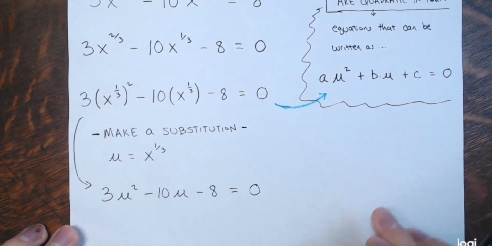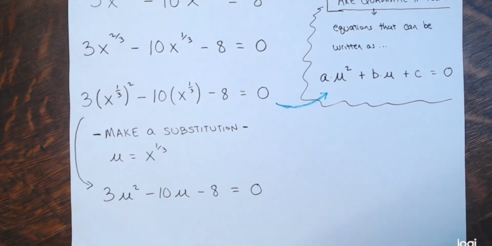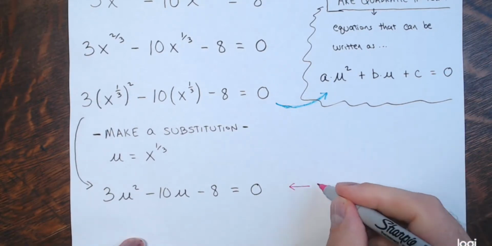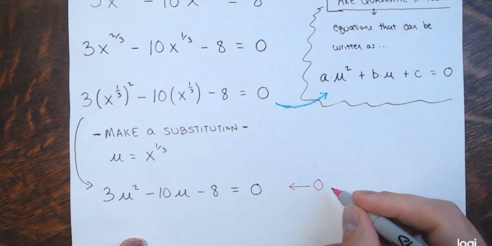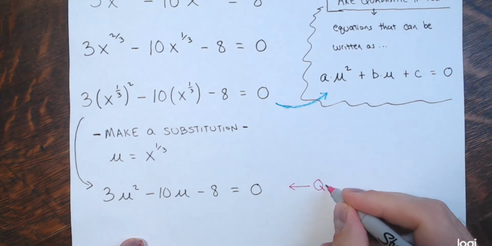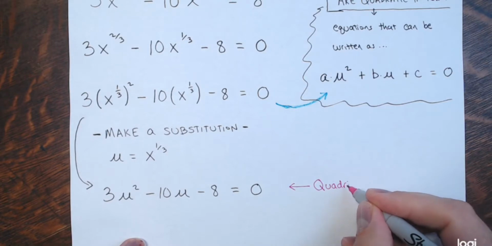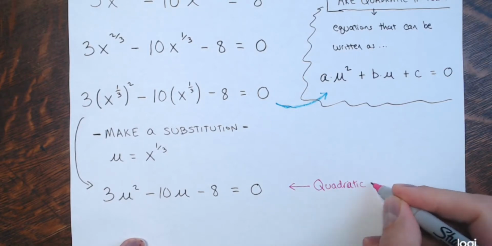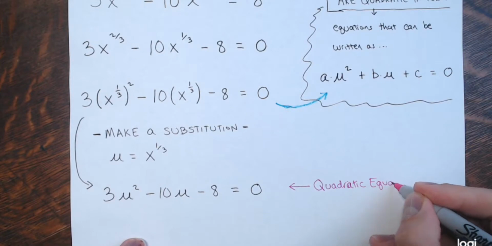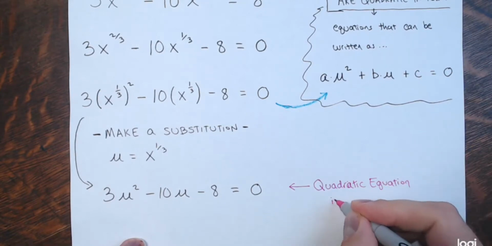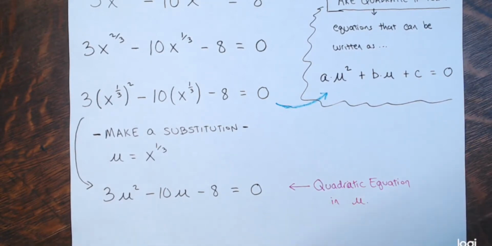So do you see now I have an equation that is quadratic in u? This is what we're used to from sections 9.3, 9.2 earlier in other Knewton Alta assignments. This is a quadratic equation in the variable u, in u. And that means I can solve for u.